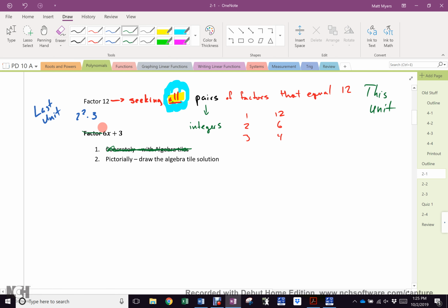Okay, so this verb says factor, which must mean I don't have any factors, do I? Because the verb is telling me to get some factors.